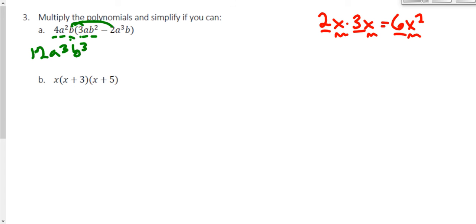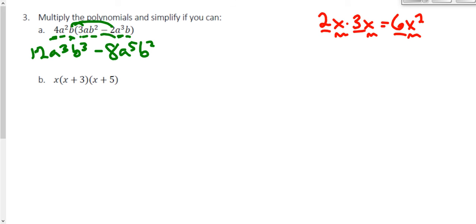A squared gets multiplied by a cubed. That's a to the 5th. When I multiply bases, I add the exponents. And last I have b times b, which is b squared. There we go. And that one's all finished. If I had any like terms, I would combine them. But like terms have to have all the same variables to all the same powers. So this has a cubed, this is a to the 5th, this is b cubed, this is b squared. So none of those match, so I can't combine like terms.